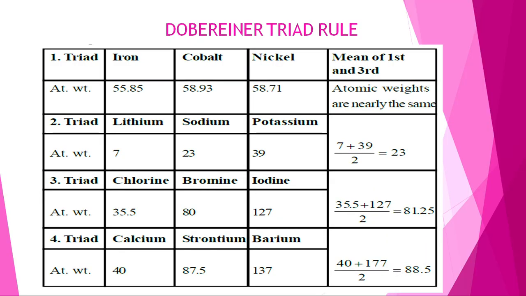You can see here, the first triad given here is iron, cobalt and nickel. They have almost similar atomic mass. Then the second triad, lithium, sodium, potassium, I showed you. The third is chlorine, bromine and iodine. So it is also a good triad. Atomic mass of bromine is nearly equal to the average masses of chlorine and iodine. It is 81.25 and actually it is 89. Then calcium, strontium, barium, 40 plus 137 divided by 2, 88.5. It is quite close to the atomic mass of strontium. So all the elements could not be arranged on this basis.